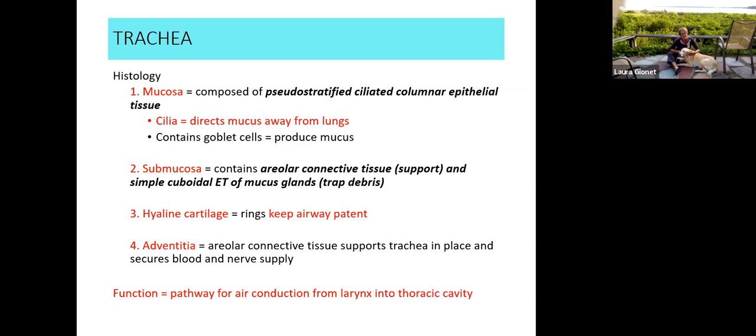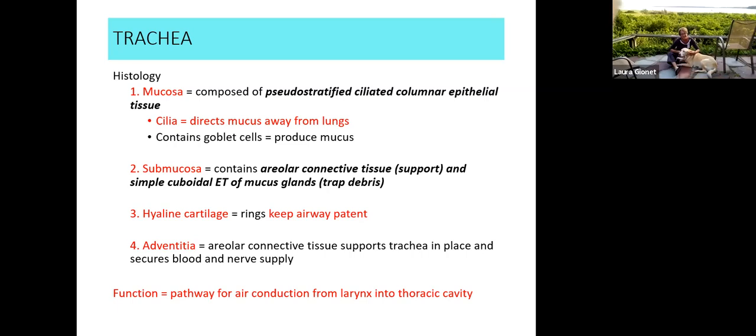Next, we have the hyaline cartilage rings. The next layer is the hyaline cartilage, composed of the tissue hyaline cartilage, and that maintains a patent airway. You don't want your airway, this hose, so to speak, to collapse on itself. In the same respect, you don't want hyaline cartilage around the entire circumference, 360 degrees around the pipe either.